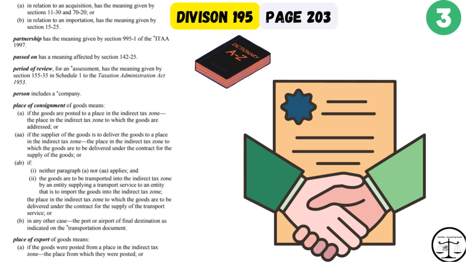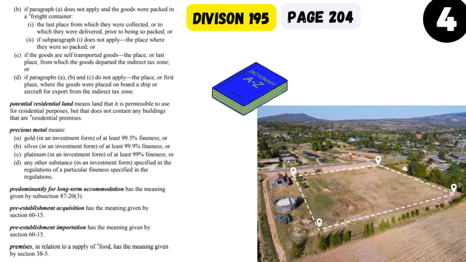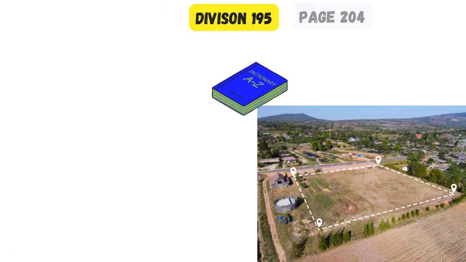Next page is page number 203, word number 24. Partnership. 25. Passed on. 26. Period of review. 27. Person. 28. Place of consignment. 29. Place of export. Next page is page number 204. Word number 30. Potential residential land. 31. Precious metal. 32. Predominantly for long-term accommodation. 33. Pre-establishment acquisition. 34. Pre-establishment importation. 35. Premises.